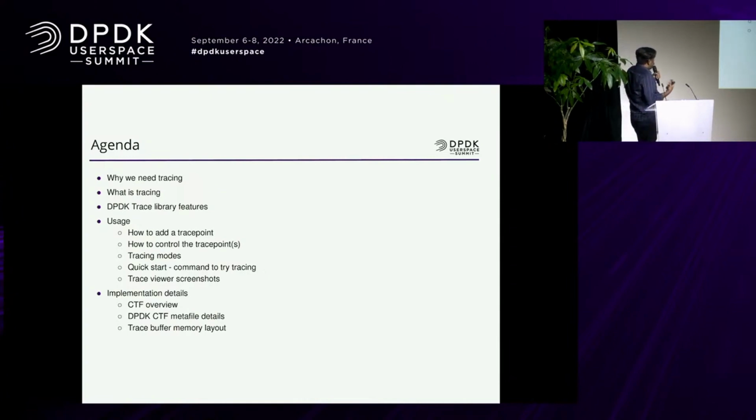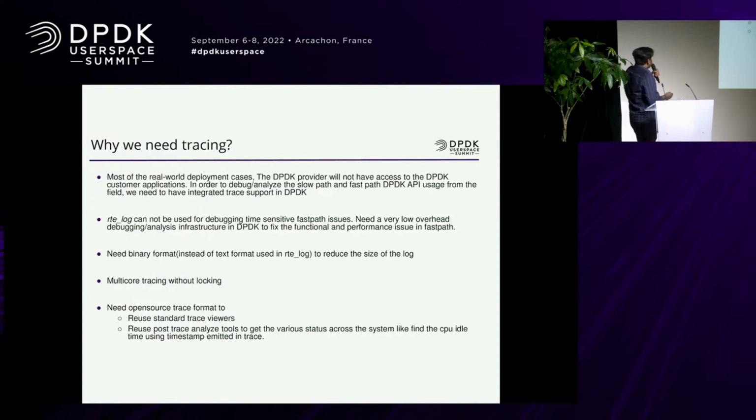And last but not least, the trace buffer memory layout, how the trace buffer memory layout is organized to have better performance and without CPU locking. That's pretty much the agenda, and let's get started with the points. So the first thing is why we need tracing.